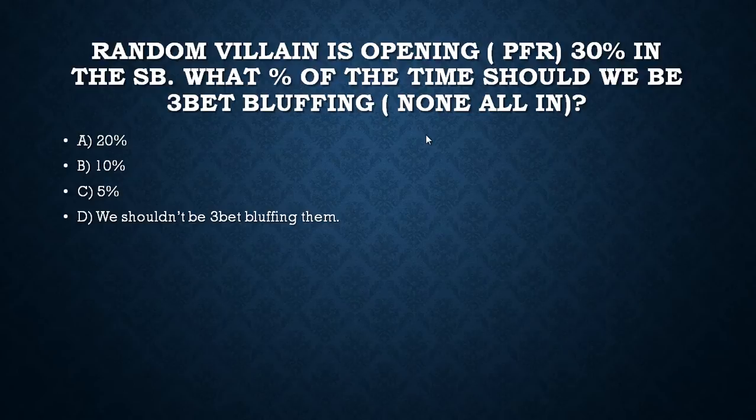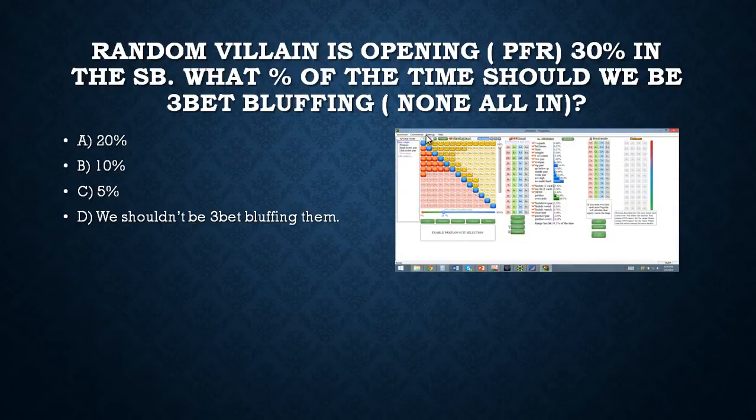Alright, so let's see what the answer is going to be. Drum roll, please. This is a graph. In theory, what 30% pre-flop raising is going to be in the big blind. And I say in theory because, yes, if you put 30% into PokerStove, or in this case Flopzilla, this is what it's going to look like.